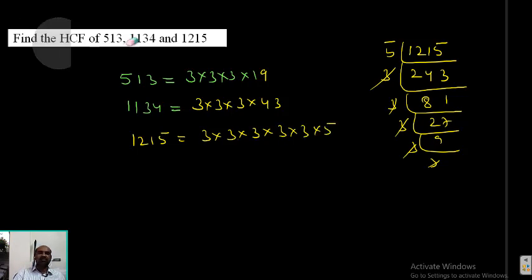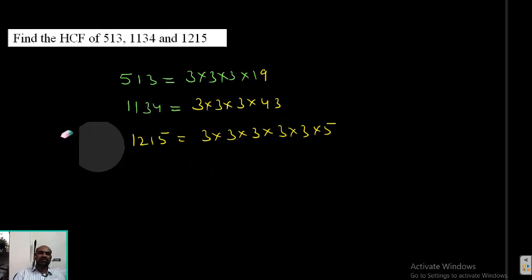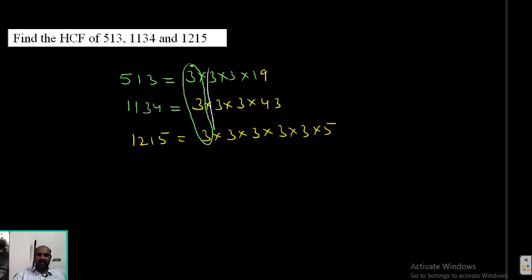Now I want to find the GCD by using the definition of the prime factorization method. First of all, you identify the common prime factors. 3 is common for all. So these threes I can pair. These threes can also pair. These threes can also pair. 19, no 19 elsewhere; 43, no 43 elsewhere. These threes I can't pair with any number.